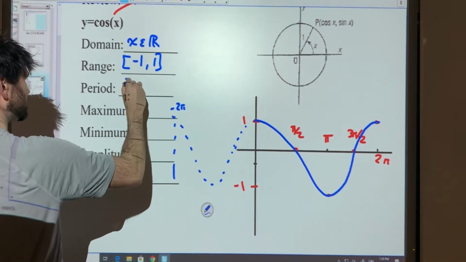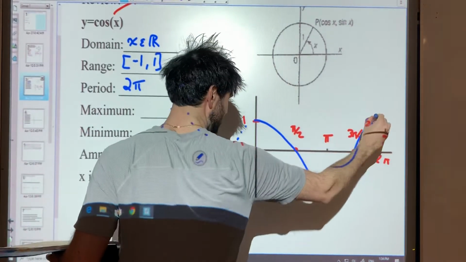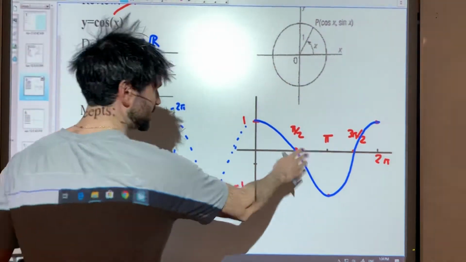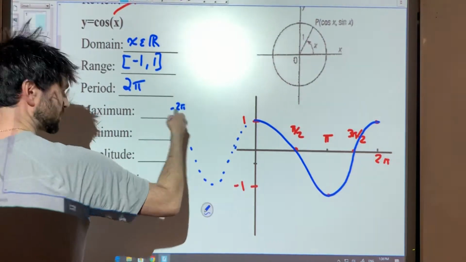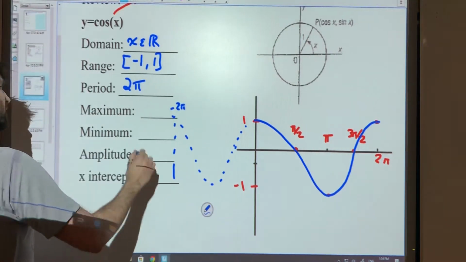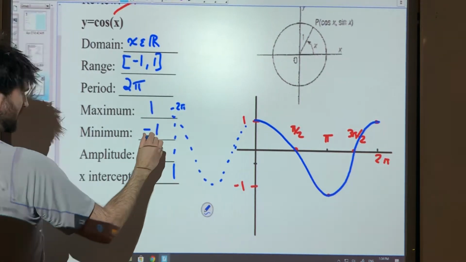Period, still 2 pi. Okay, so this is the shape of the cosine graph. After that, the graph just repeats. So if I go backwards, I get the same shape from 0 to negative 2 pi, and so forth. Maximum is 1, minimum is negative 1.